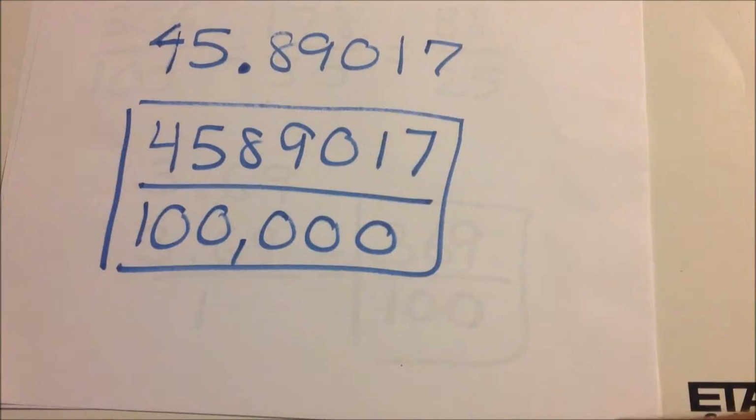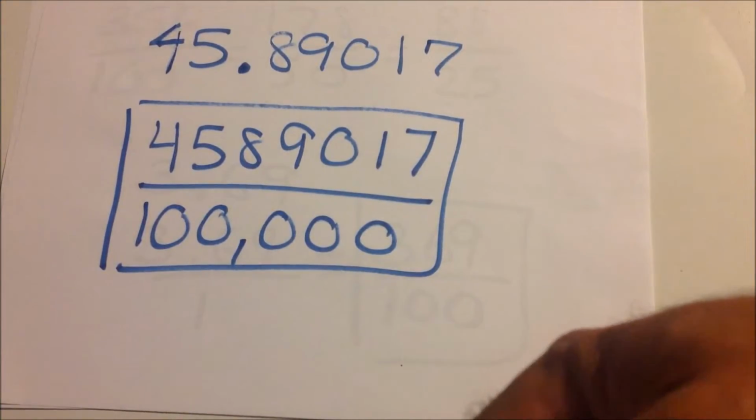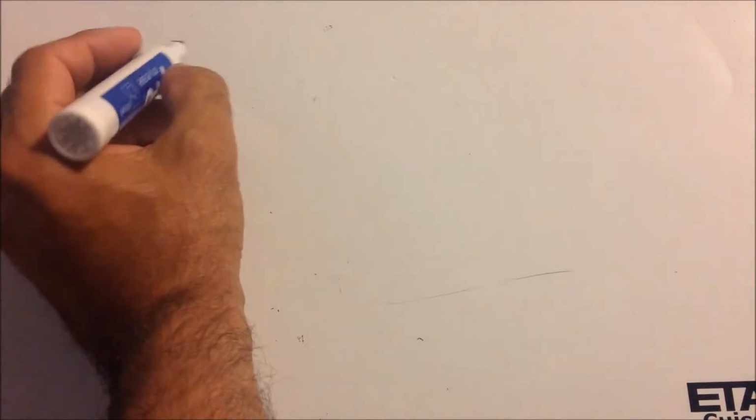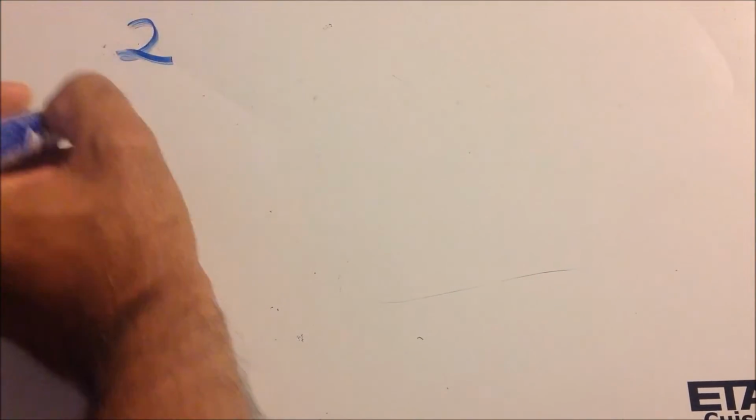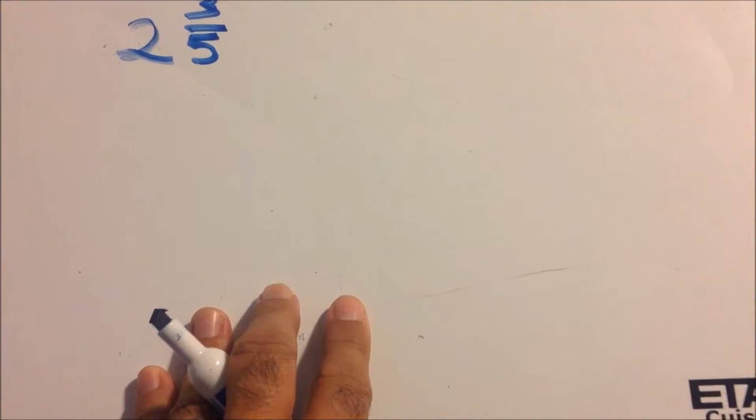Now, there's another way we can do this by getting the GCF. And I won't ask you to do this that much in class, but let me show you how it's done. Okay, let's try one just using the GCF now. Let's say I had a fraction, let's say 2 and 3/5. So here we have a mixed number. Bring that down. 2 and 3/5.